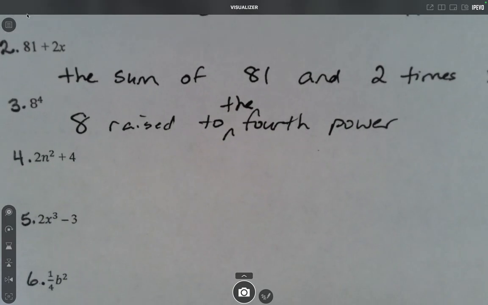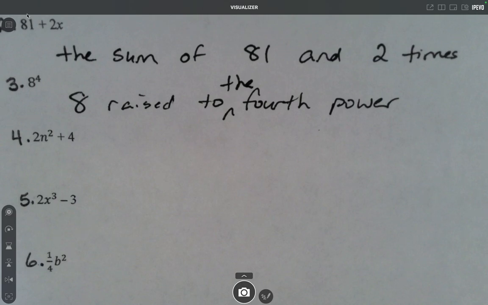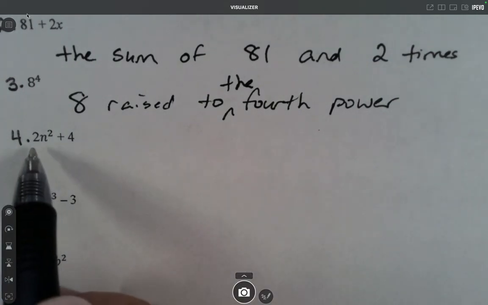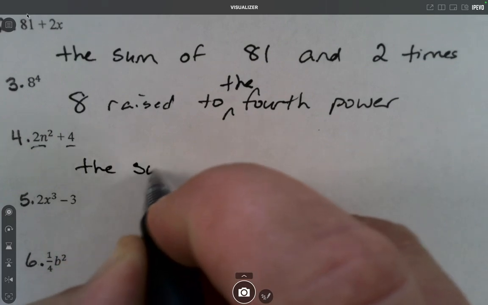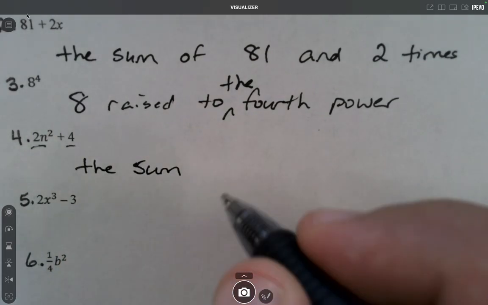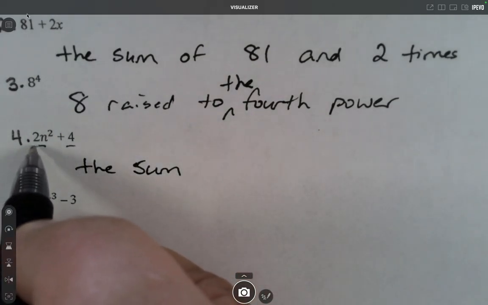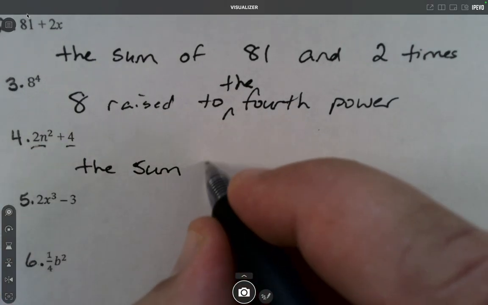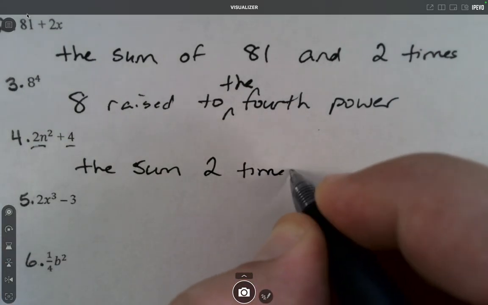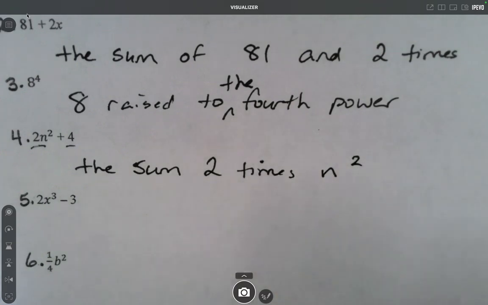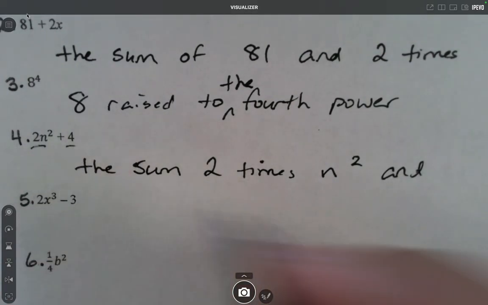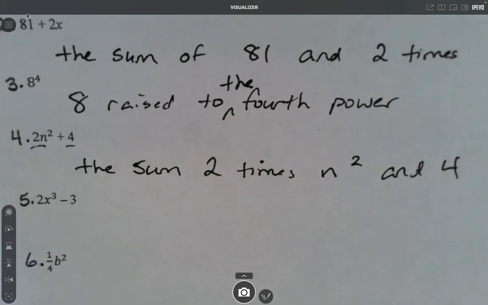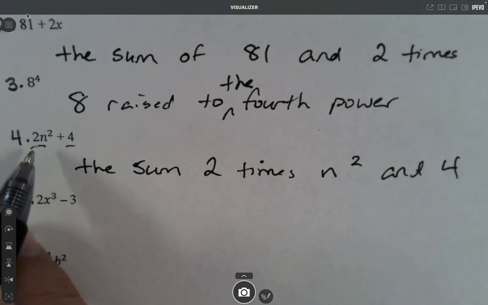Okay, number 4, the main operation is addition. That's what's connecting the 2n squared and the 4. So I start by saying the sum of, that's 2 times n squared. And, I put the and where the operation is, 4. So the sum of 2 times n squared and 4.